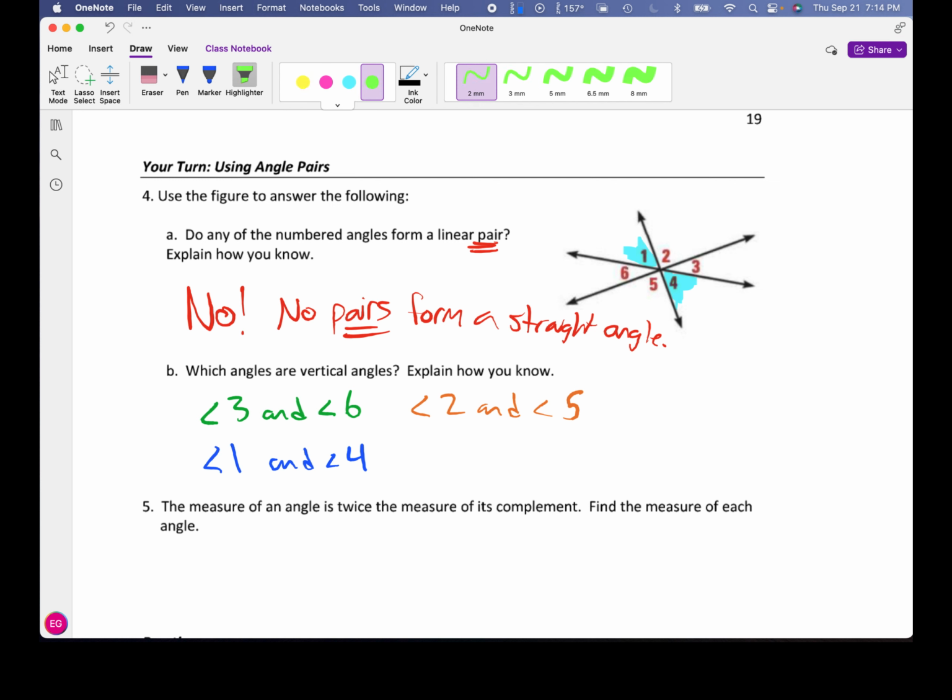Then we have 3 and 6 form opposite angles with each other. And then lastly, we have 2 and 5 form opposite. So I'm hoping that you can visually see that, because that's like half the battle if you can do that.